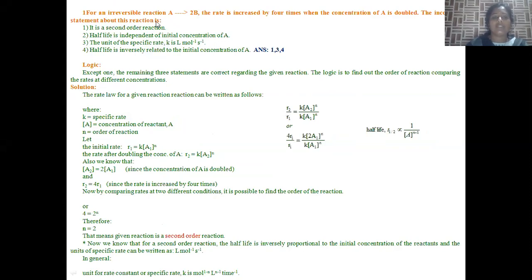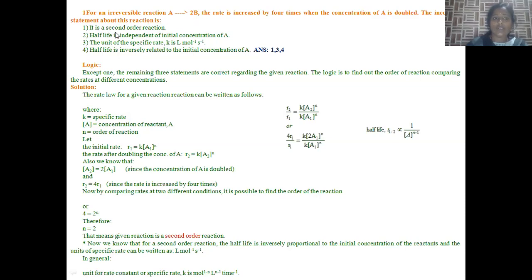For an irreversible reaction, A gives rise to 2B. The rate is increased by 4 times when the concentration of A is doubled. The incorrect statement about this reaction is... So here the reaction is A gives rise to 2B. In this case, we have to understand which statements are correct. Except one, all remaining are correct statements. Only one incorrect statement we have to pick up.